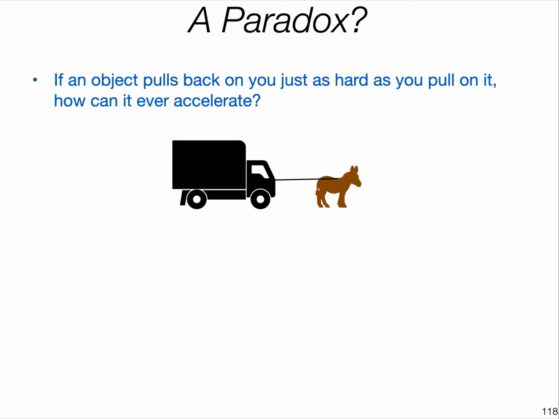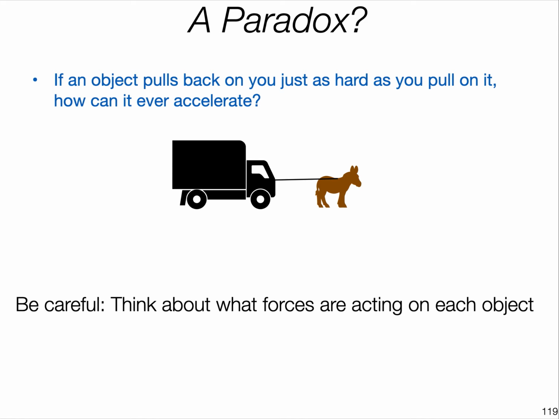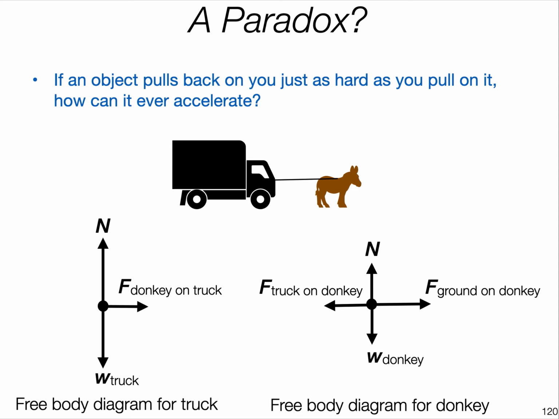So let's use this example of a donkey pulling a truck that is broken down. Right? So your truck is broken down, and this donkey is going to pull you back to your garage. Okay. If you want to understand how this donkey is going to cause an acceleration of the truck, if the truck is also pulling back on the donkey, we need to be careful about what forces are acting on each object and think about all the forces involved. All right, so let's draw free body diagrams containing all of the forces acting on each object.